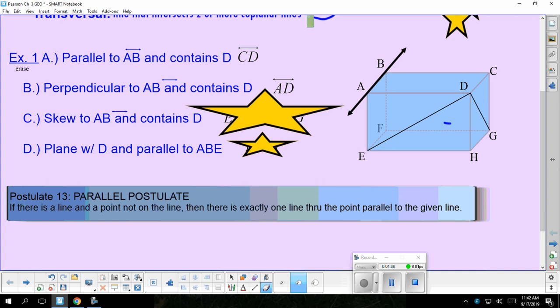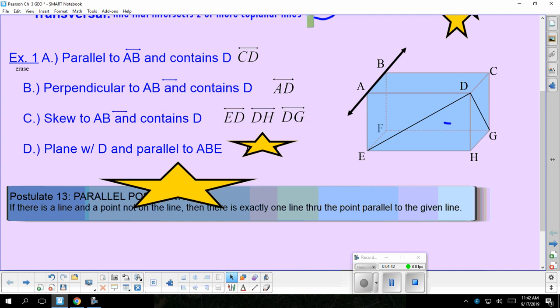Skew to AB that contains D. Well, there could be a whole bunch of those ones. Let's see, any of these ones right here. ED, this guy right here, on a different plane would not intersect. DH going up and down here. And then DG, that side there as well.